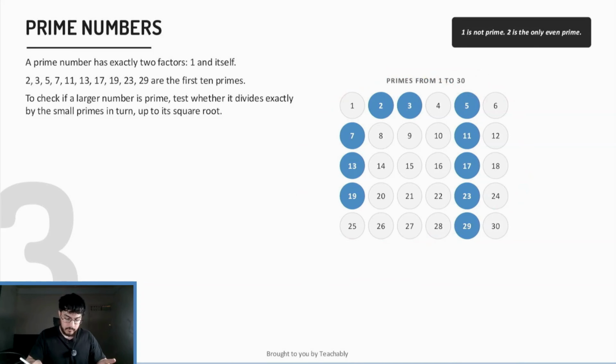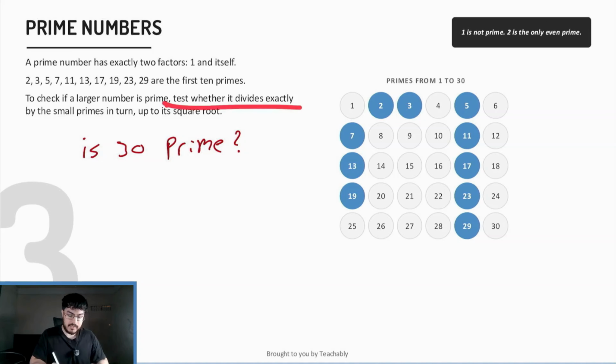And so if we want to test, let's say, if 30 is a prime number. Let's say, is 30 prime? Okay, so what does it tell us here? This is a quick test. There's many tests you can do. I'm not sure if your teachers have taught you these, but one of the tests I would run is test whether it divides exactly by the small primes and do it in order.